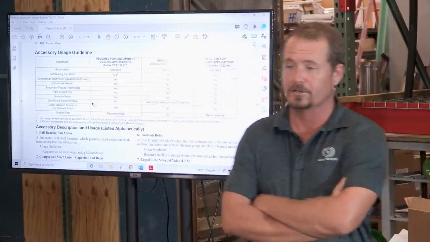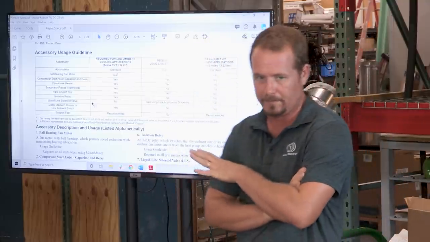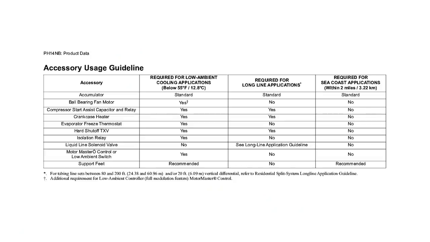If you're trying to run air conditioning when it's below 55 degrees on this equipment, then you have to have these accessories. And so these are the things that you need to have. Well, the accumulator is standard. You need a ball bearing fan motor. You need a compressor start assist. You need a crankcase heater. You need an evaporator freeze thermostat.